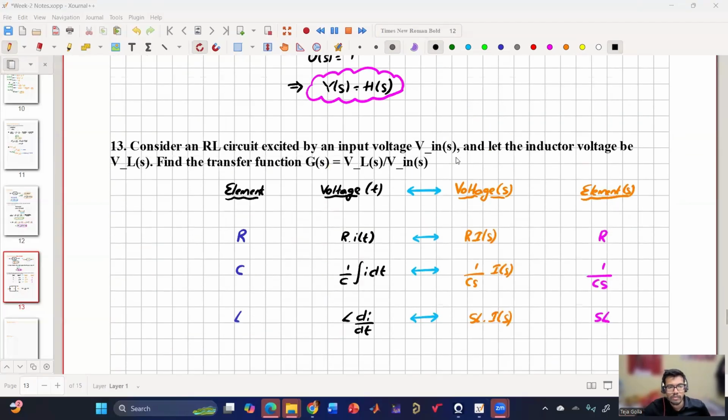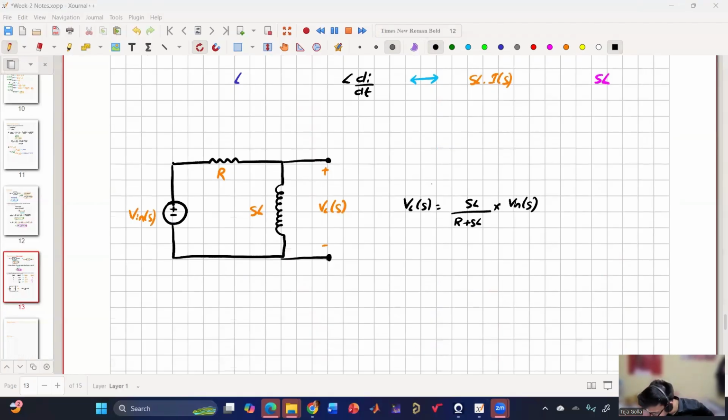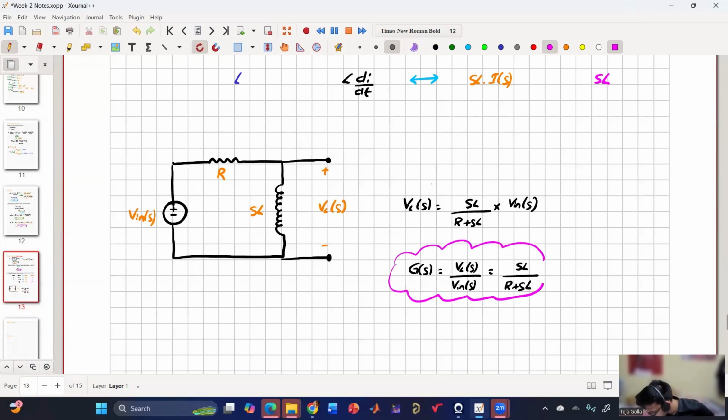So now what was asked? G of S, which is VL of S by V in of S. So now my G of S is equal to VL of S by V in of S, which is equal to SL by R plus SL. So this is the transfer function. So is this question also clear? So this is one question I have taken to make you understand regarding the transfer function.